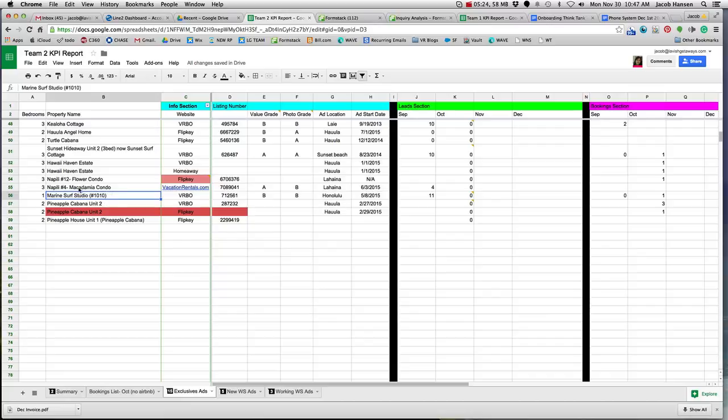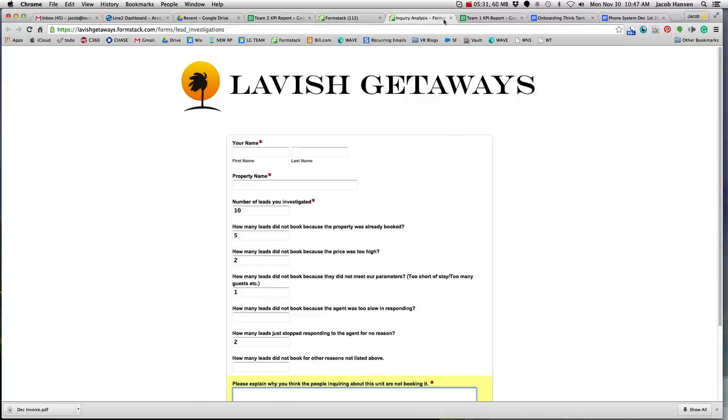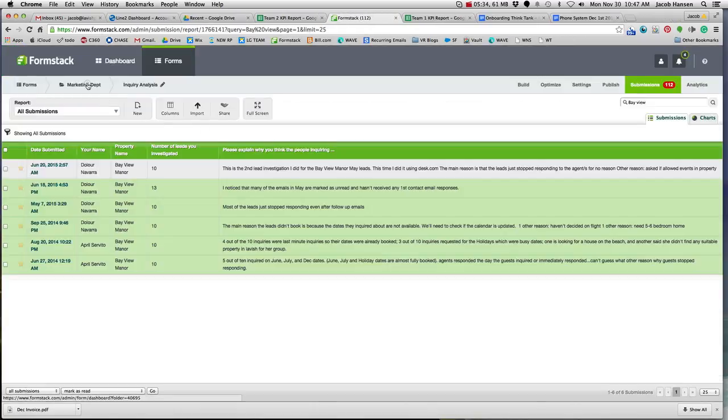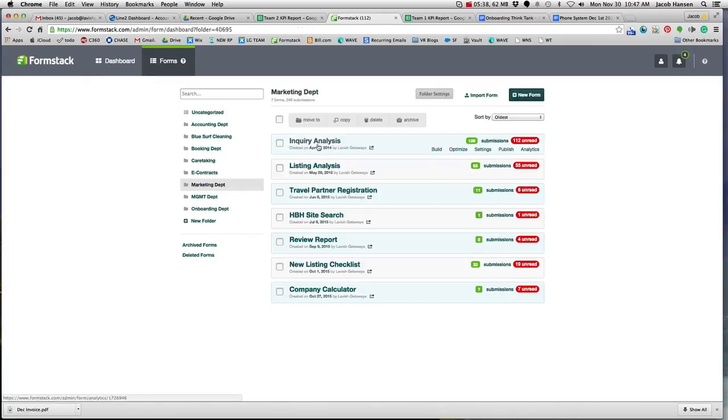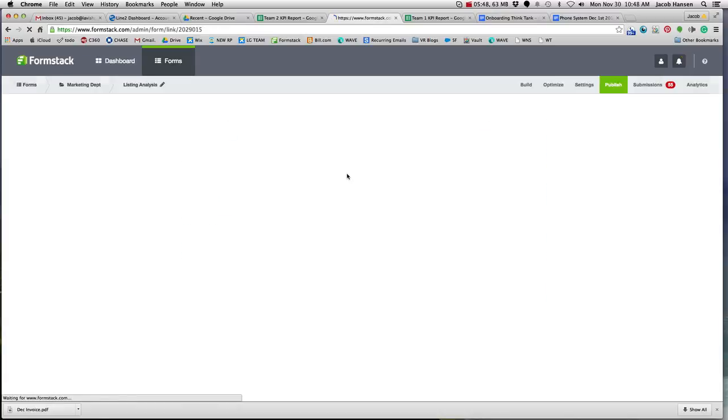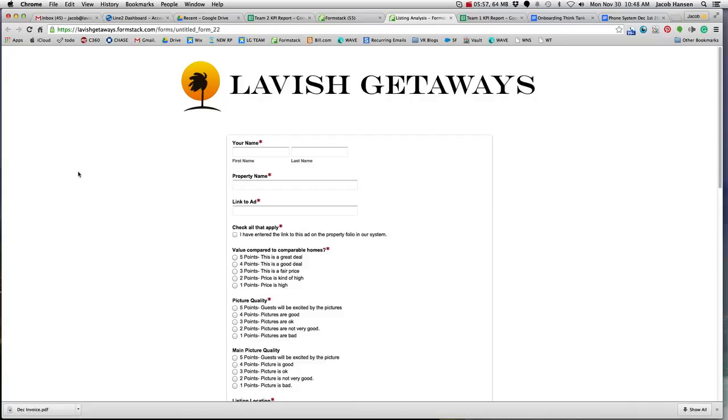You come here, you go to Macadamia Condo, which didn't get any inquiries, so I would then go back to FormStack. I'll go to FormStack, I'll go to the marketing department, and then I'm going to come here to the listing analysis. And again, I'm going to click on the publish button, which will give me the link. And then I'm going to pull up the report here. And this is your listing analysis.